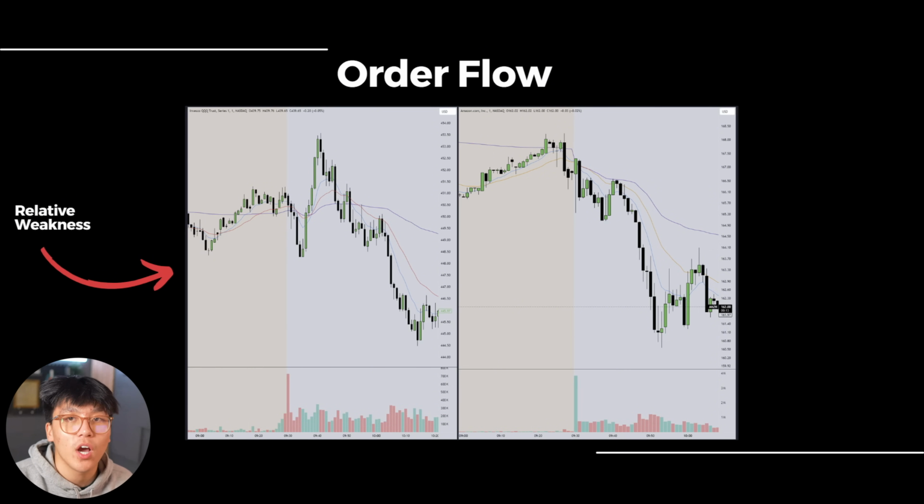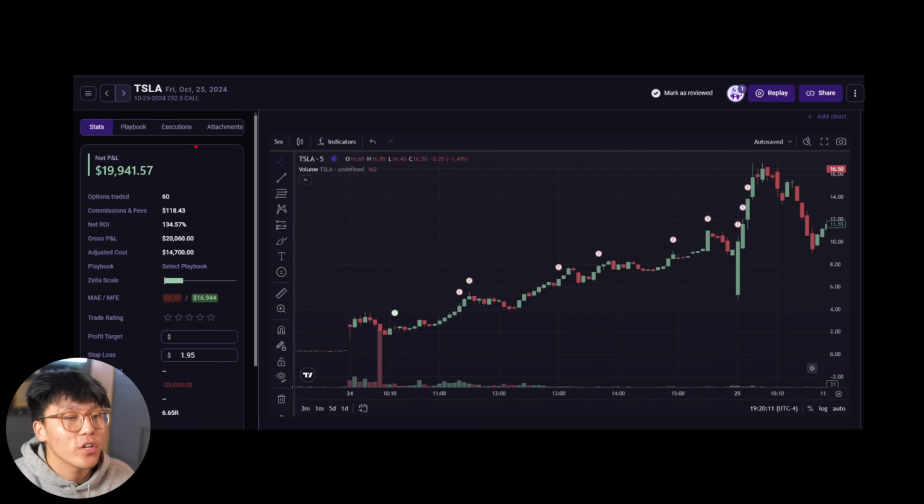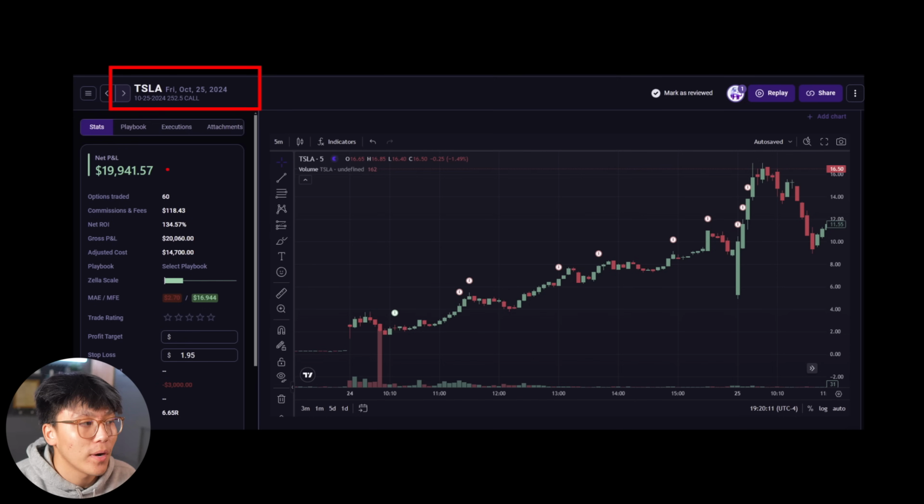With this being said, let's go on to a more recent example of a trade that I took last week on Tesla, where I was able to make over $20,000. Right here, you can see we're on my TradeZilla. This is for Tesla. This was on Thursday. I ended up swinging some contracts, so it says Friday right here, but I ended up making $20,000 on this trade. So in one trade, I made $20,000, but that's not what's important.